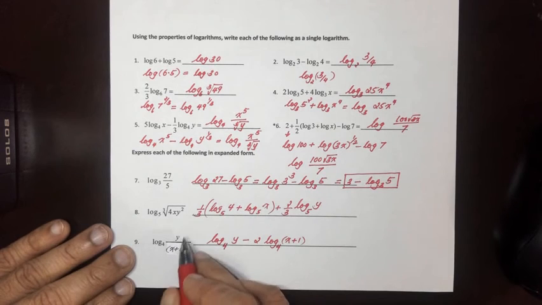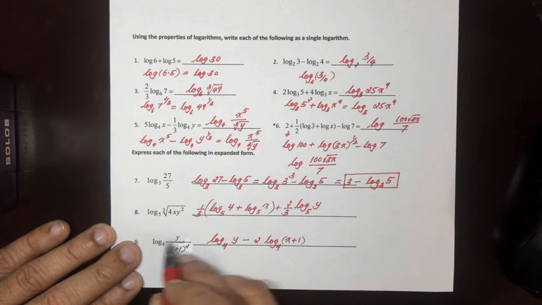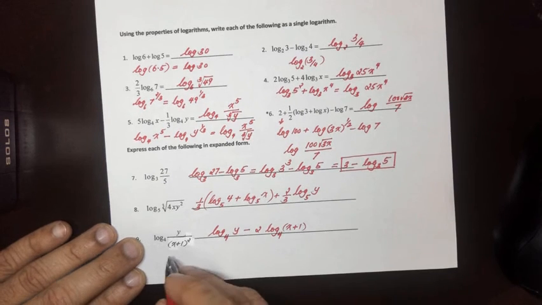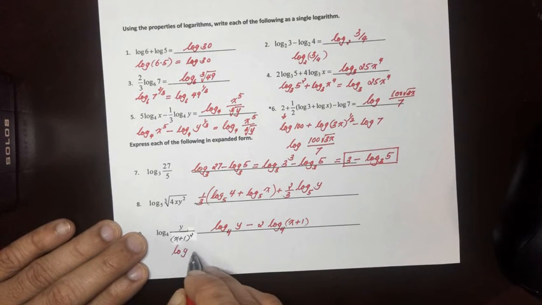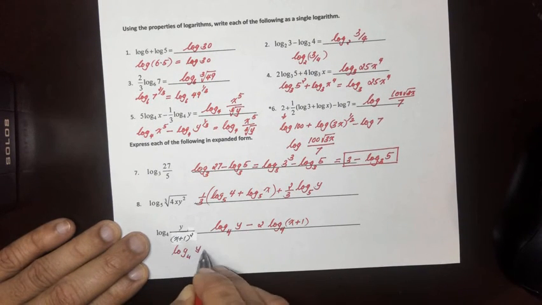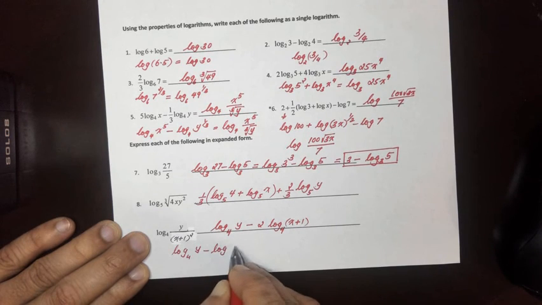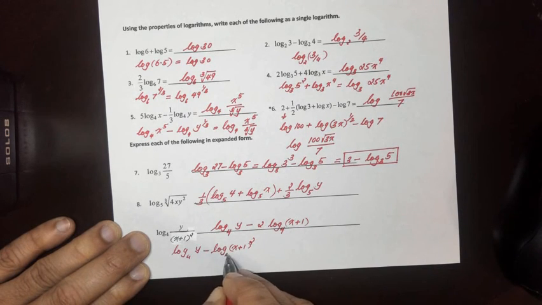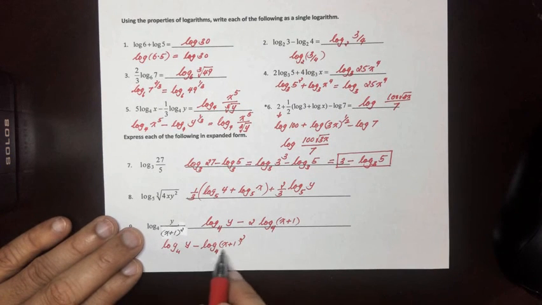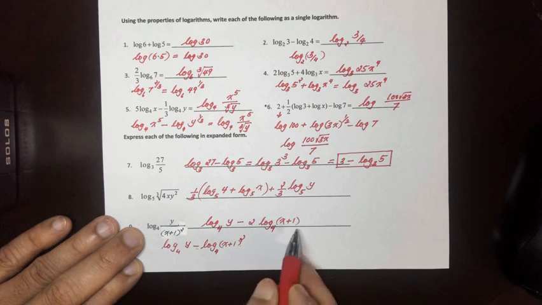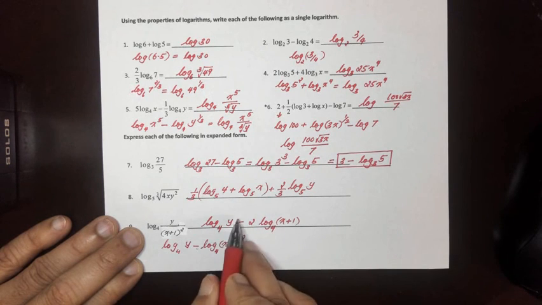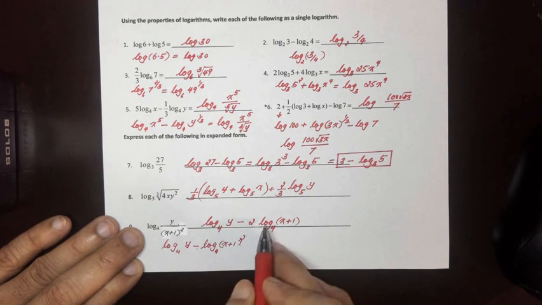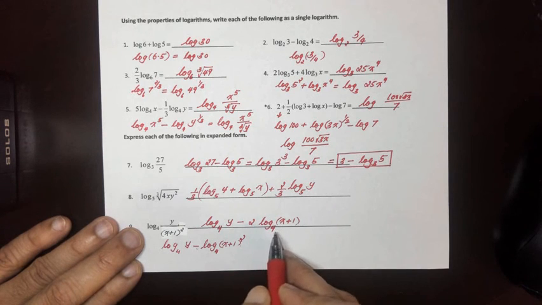And again, this is a quotient rule. You need to expand log y minus log of this one right here. So it's basically log y minus log x plus 1 squared to the base of 4. But the 2 goes to the front. That becomes a 2 times log x plus 1 to the base of 4. And that's what we have. The final answer is log y to the base of 4 minus 2 times log x plus 1 to the base of 4. And that's it.